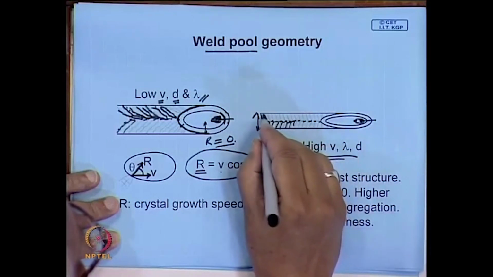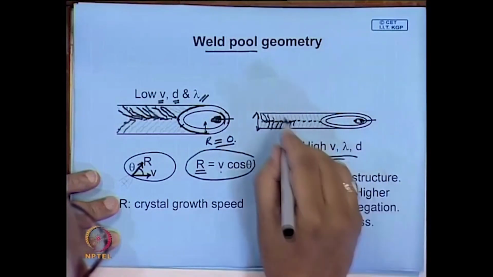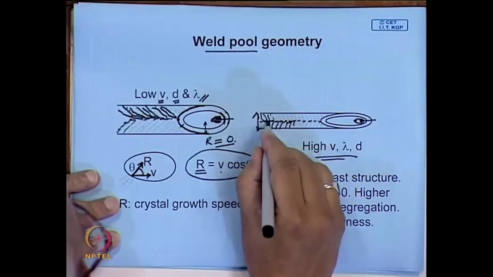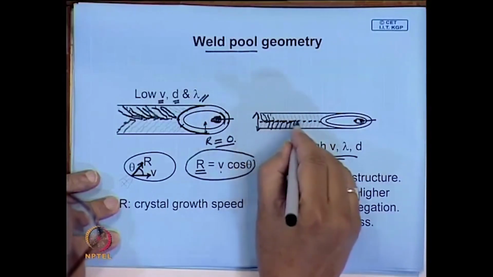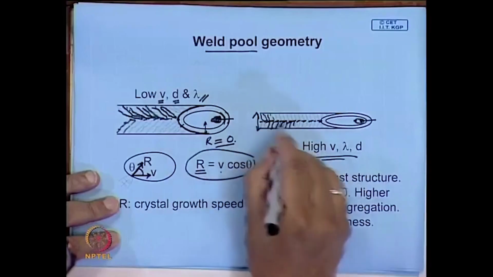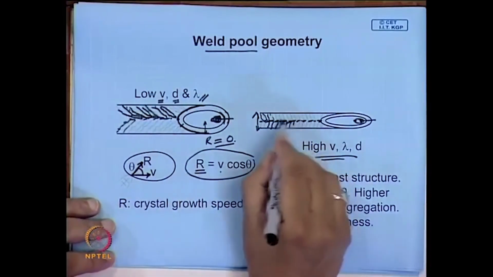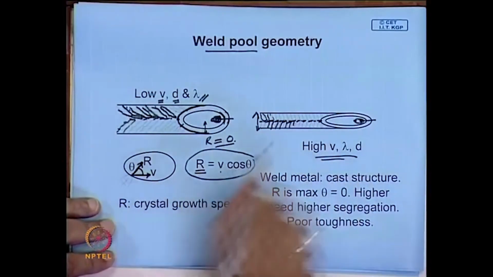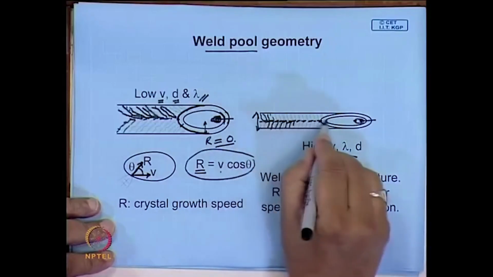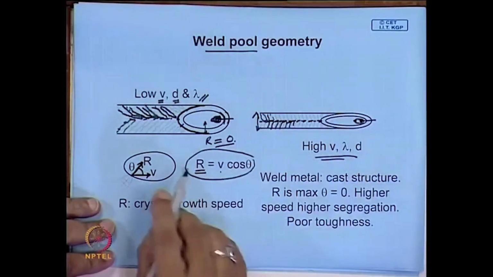So, this is a problem in all high energy welding processes. These segregations will be pushed to the center line of the weld, and they will be a source of weakness. These are the lines along which fracture often takes place.